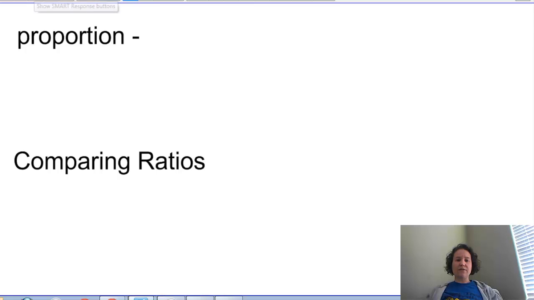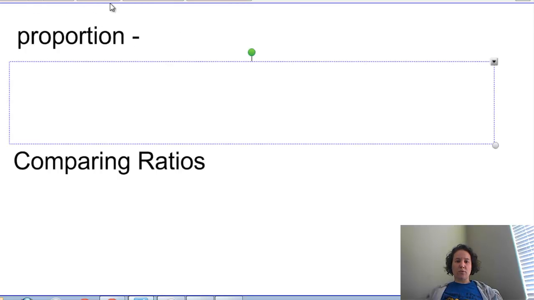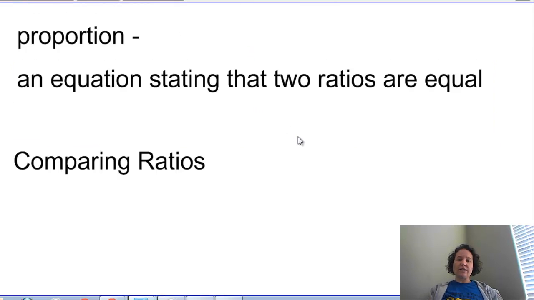Okay, so the definition of a proportion is an equation stating that two ratios are equal. Basically, when you have two ratios that you know are equal to each other, those form a proportion. And just to review, a ratio is when we're comparing two quantities using division. So we have two amounts of something and we're comparing those using division. So I can make a proportion if I have two ratios that are equal.